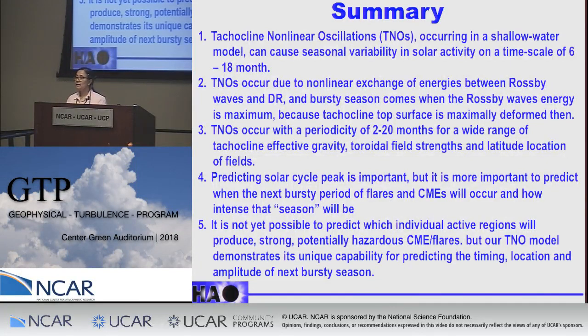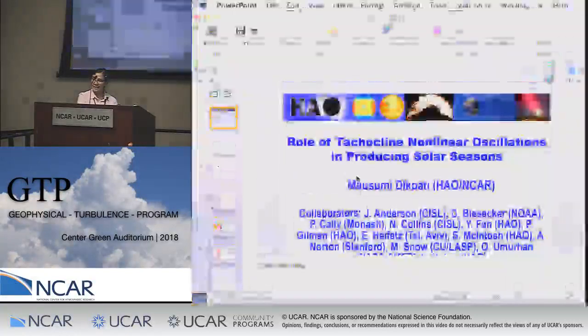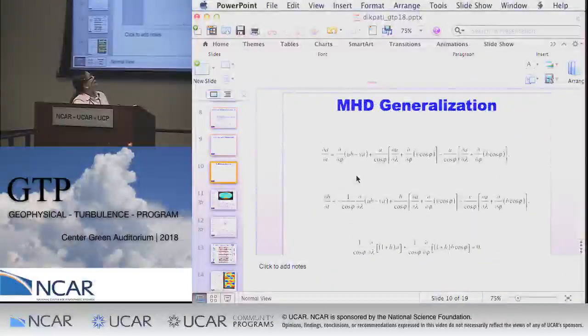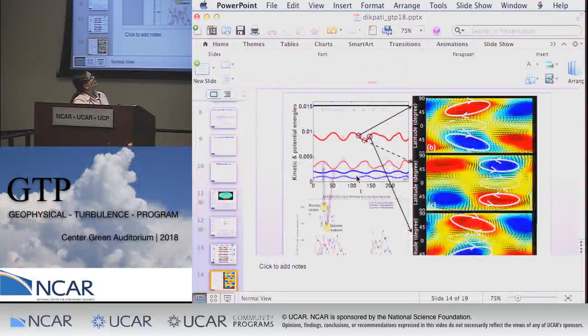So Mausumi, you talked about matching the period of the magneto-Rossby waves. Can you say anything about the amplitude, and how the amplitude of this seasonal oscillation works with the solar cycle? Amplitude with respect to the reference, right? With respect to the observations, yeah. The amplitude of this seasonal variability changes with the solar cycle. Oh, changes. Let me see. I did not try to estimate that yet. Well, let me go to the plot and try to give you the answer.